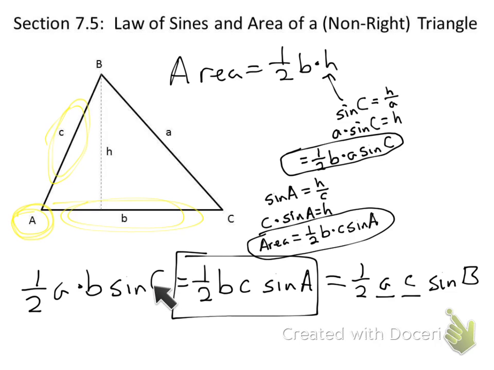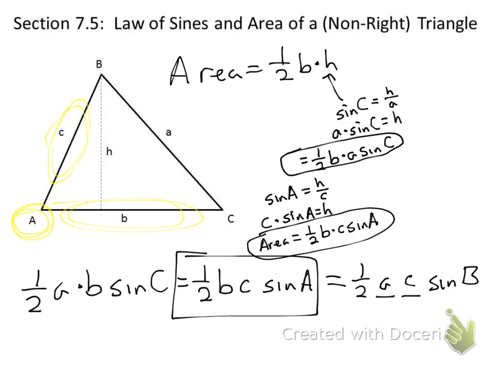Here I have C. Here's C. A and B are the ones next to it. We go B. A and C are the ones next to it. So if we have a side angle side type setup, we can actually use this to find the area of a triangle. That's our goal.